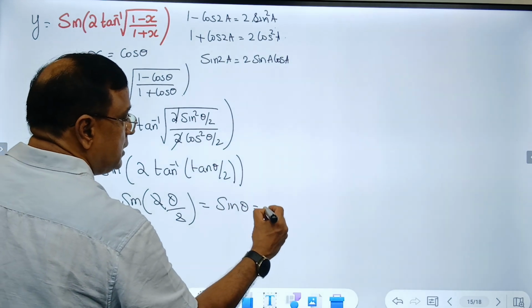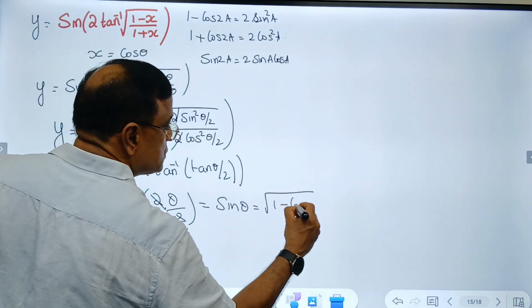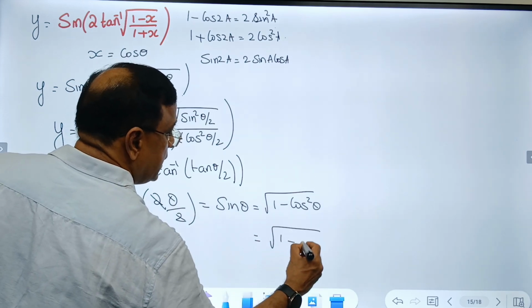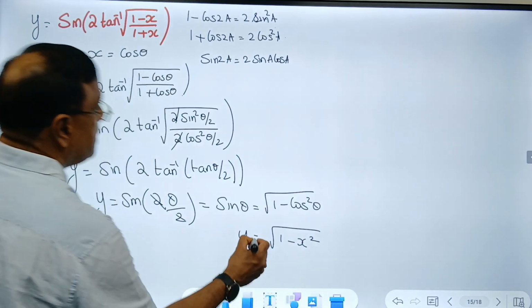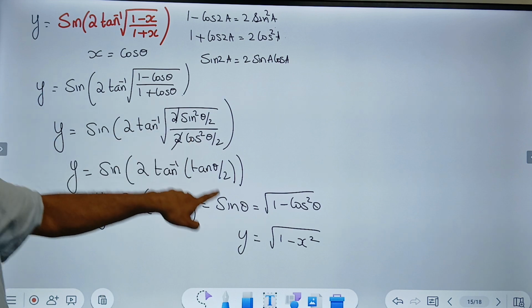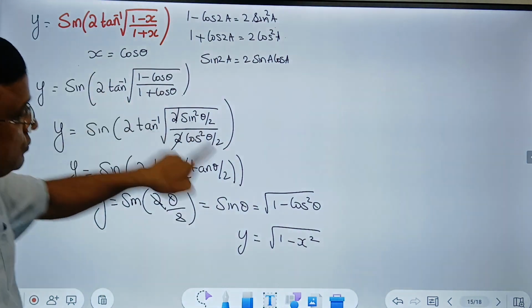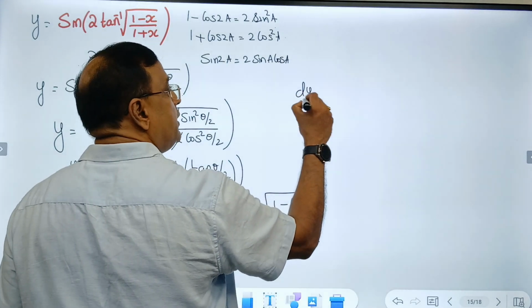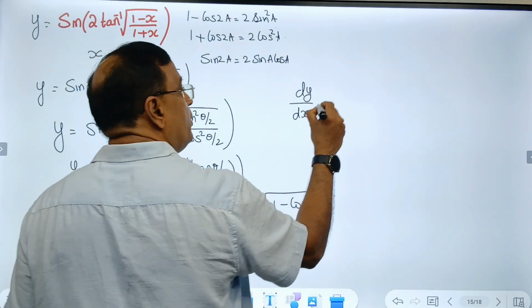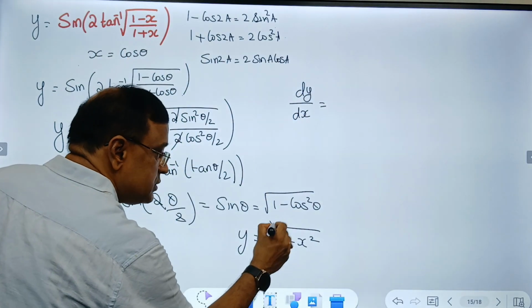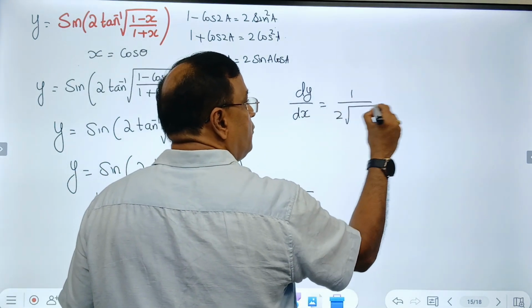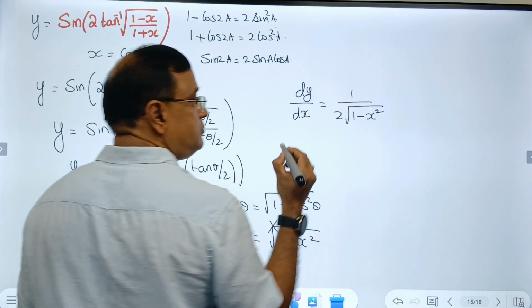The sine theta is root of 1 minus cos square theta. So cos square theta is 1 minus x square. Right? So I have simplified this to this. Now you differentiate. Chain rule, dy by dx. In chain rule, what do I differentiate first? I differentiate the square root. What is that? 1 by 2 root of 1 minus x square.